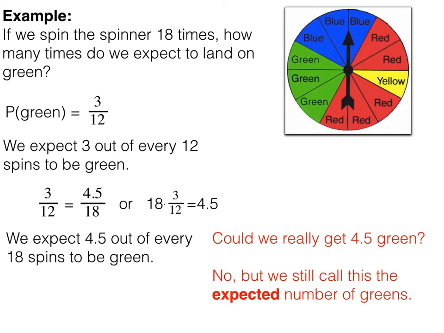So now you should be able to calculate the expected number of outcomes if we know the probability.